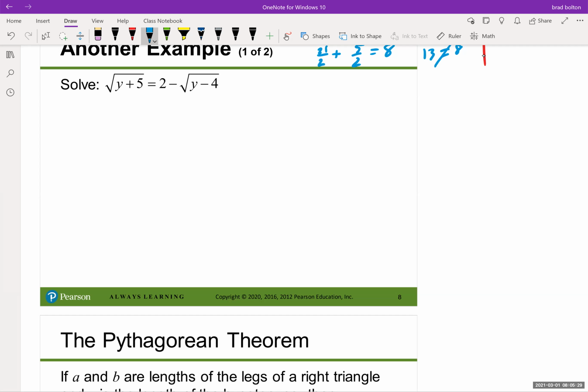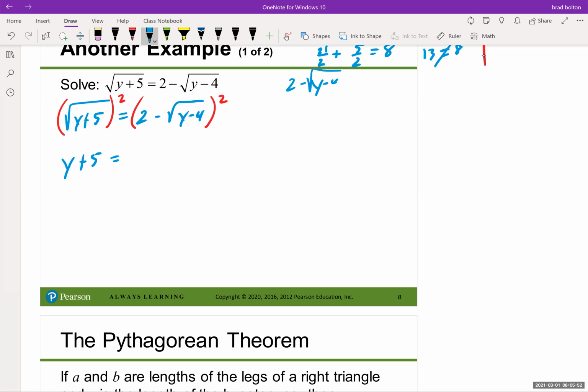All right, so let's do step 1. It says isolate one of the radicals. One's already isolated. So we're going to do the square root of y plus 5 equals 2 minus the square root of y minus 4. Now we have to square both sides. So here's step 2. y plus 5 equals, now we've got to FOIL this. Remember, this means 2 minus the square root of y minus 4 times 2 minus the square root of y minus 4. That's what it means to be squared, right? So let's FOIL this out.